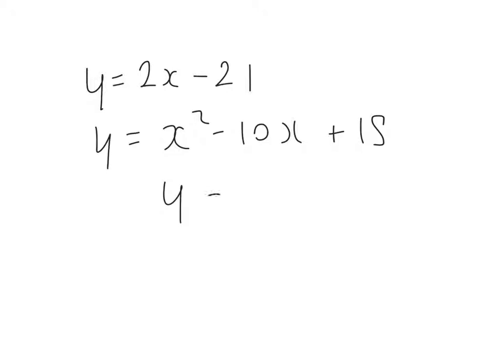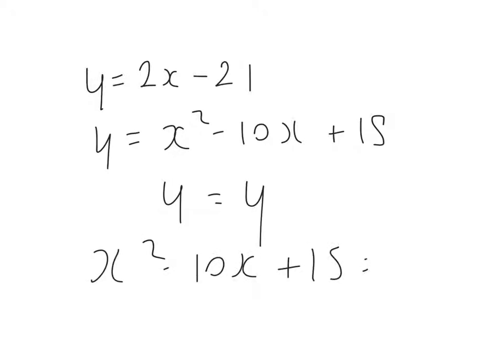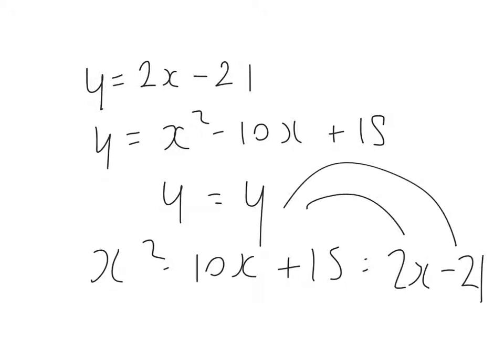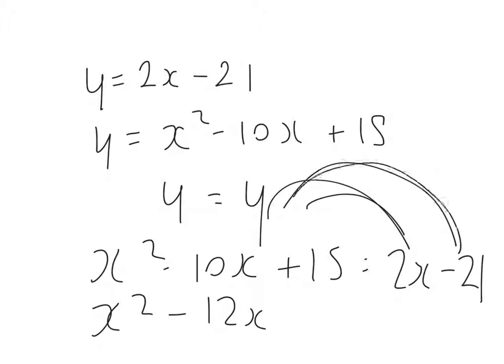So the first thing that we need to do is to set y equal to y. So that will be x squared minus 10x plus 15 is equal to 2x minus 21. Then bring everything across, make equal to 0. So that will be x squared minus 10x minus 2x will be minus 12x, and plus 15 minus 21 comes across, becomes plus 21. So that will be plus 36 is equal to 0.